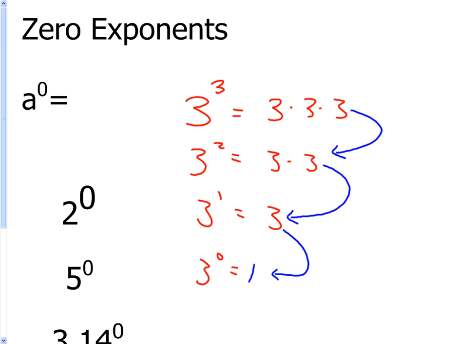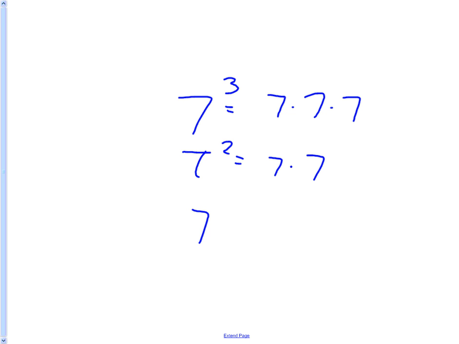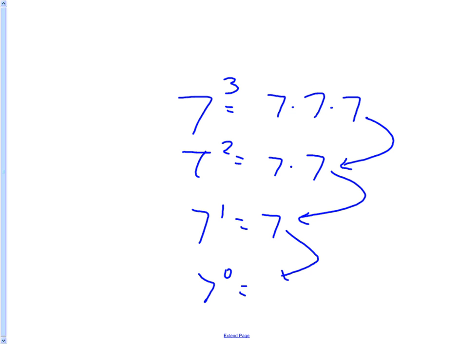Like if I can do that with 7s if I want to. 7 to the third is 7 times 7 times 7. 7 to the second, 7 times 7. 7 to the first, 7. 7 to the 0. Well, this one's divide by 7. Take 49, divide by 7. Take 7 divided by 7, and I get 1. You just were looking at the pattern wrong, if that didn't make sense before.